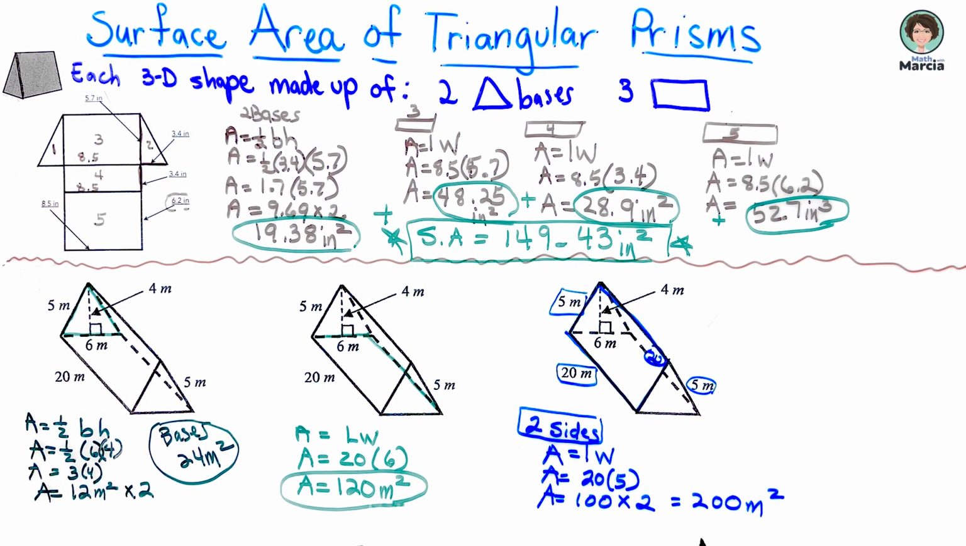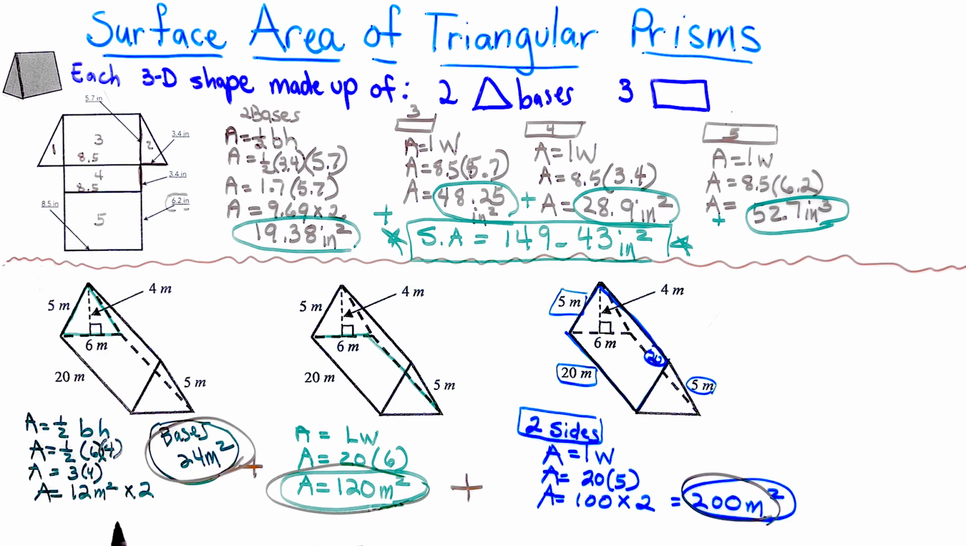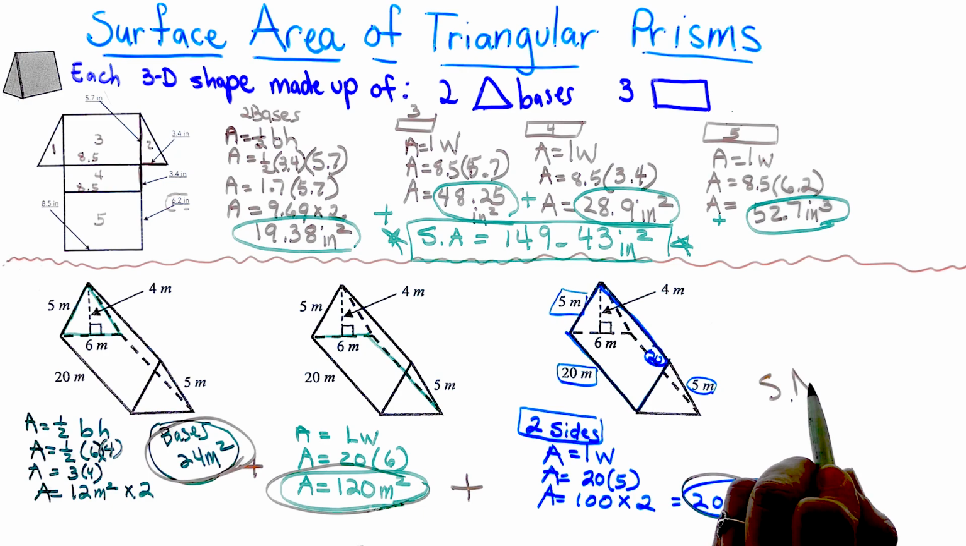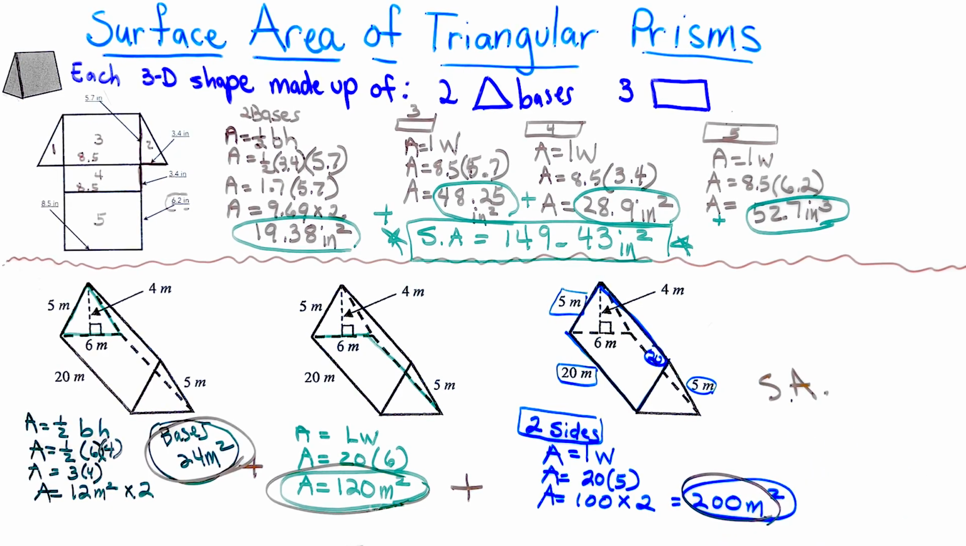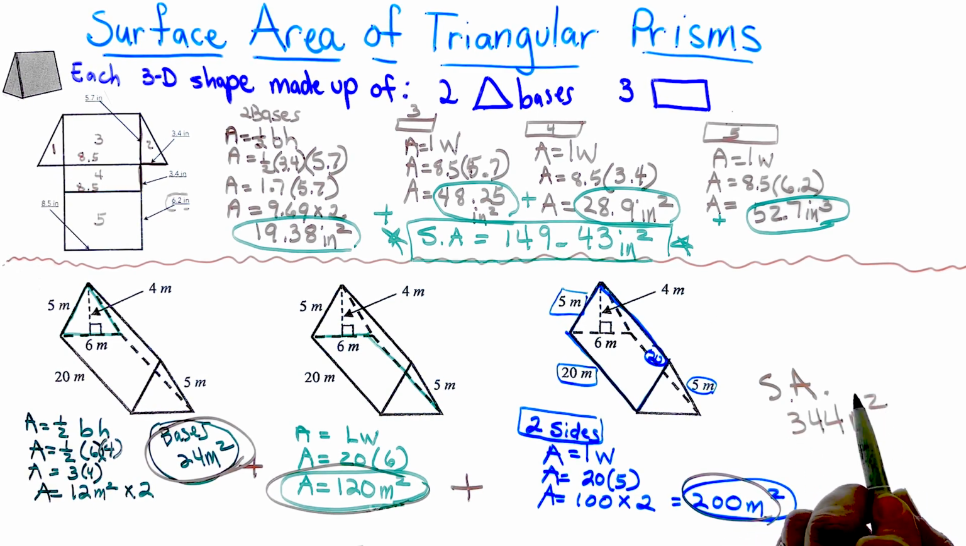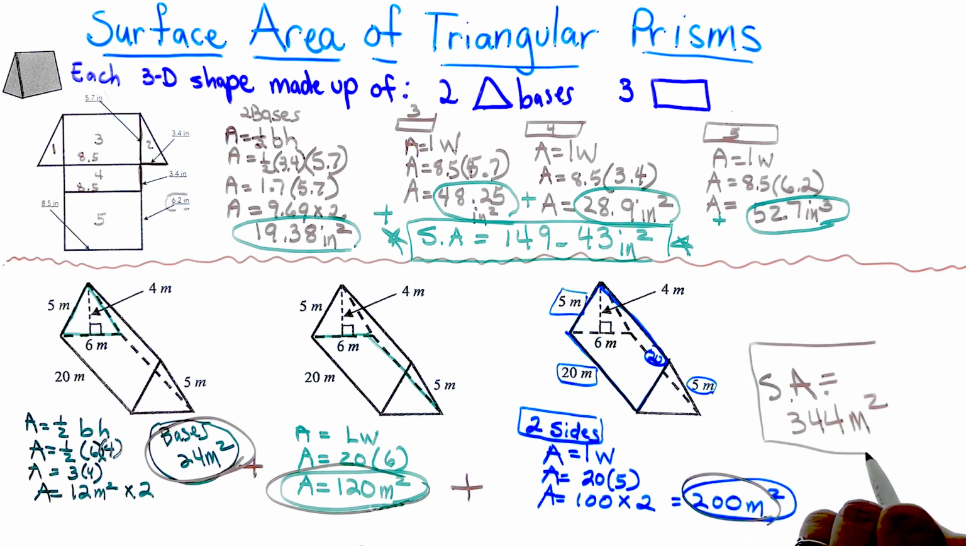And now when I add up, and here is my third part, we're going to remember, we're going to add the 24 plus the 120 plus the 200. So we're adding these 3 dimensions that we ended up finding, and the total surface area for this triangular prism is 344 meters squared. And there is your answer.